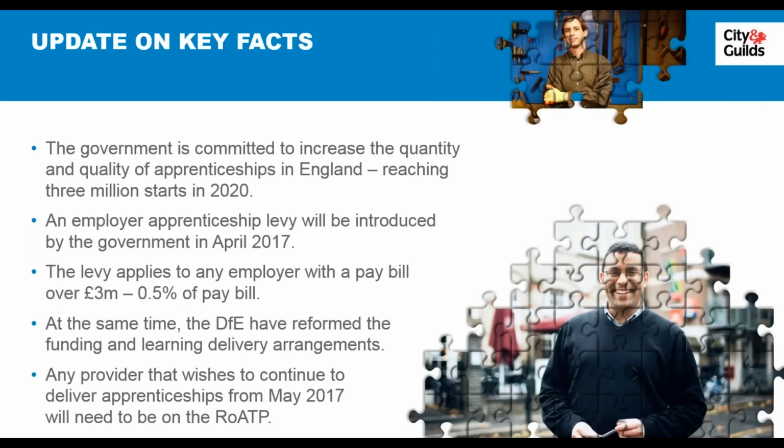So let's just do a very quick recap on the key facts. We know that apprenticeships is having a wholesale change as we move forward to May next year. Over the last couple of years, trailblazer groups have been establishing new standards which will replace the old framework. The government is committed to increasing the number of apprenticeship starts by 2020. We've got about 2 million apprentices in the system at the moment, so we've got a fair way to go to get to that 3 million target by 2020.